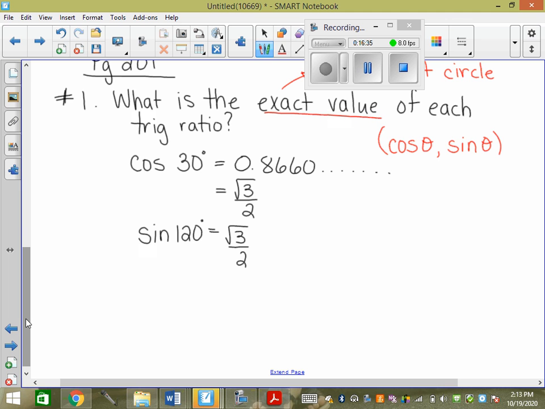Okay, what if I ask for cos of 11 pi over 6? Could I type it in my calculator? Yeah, but what do I need to be in? Radian mode. Put it in radian mode and go cos of 11 pi over 6 straight up.